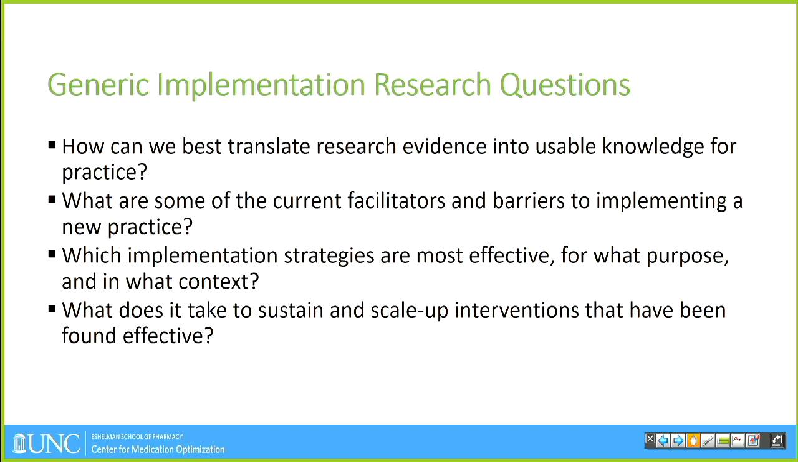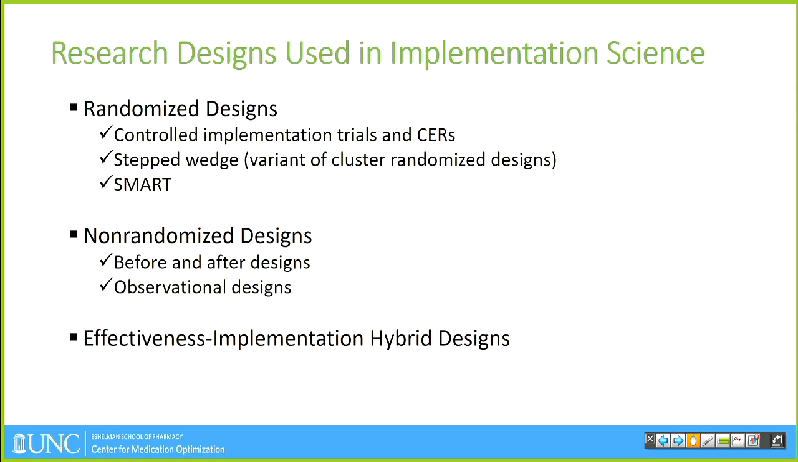And some of the generic implementation research questions that often are asked is, how can we best translate the research evidence into usable knowledge for practice? What are some of the facilitators and barriers to implementing a new practice? What strategies are most effective, and what does it take to sustain and scale these interventions that have been found effective? And the research designs that we often utilize, some are your traditional ones. You may randomize different implementation strategies and see which ones work best. You may do comparative effectiveness. Some of the more creative ones are like stepped wedge or a SMART design.